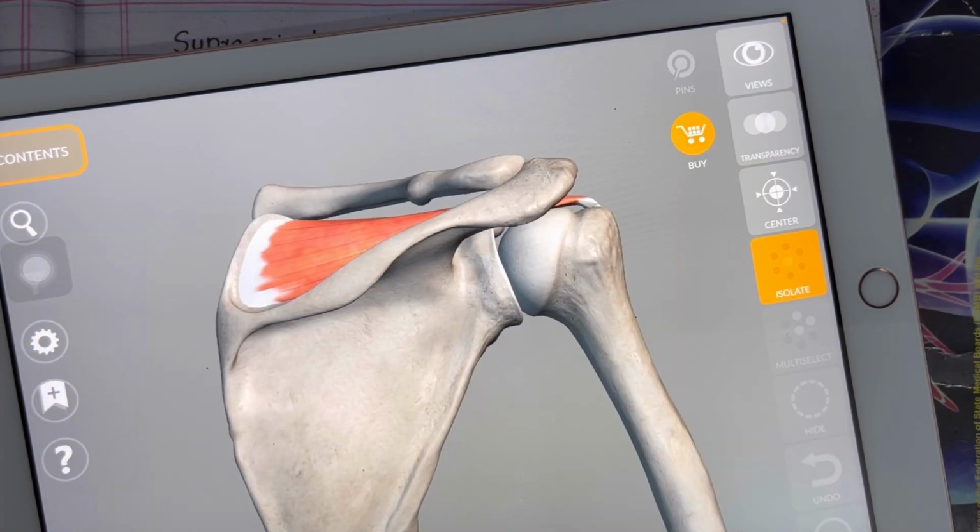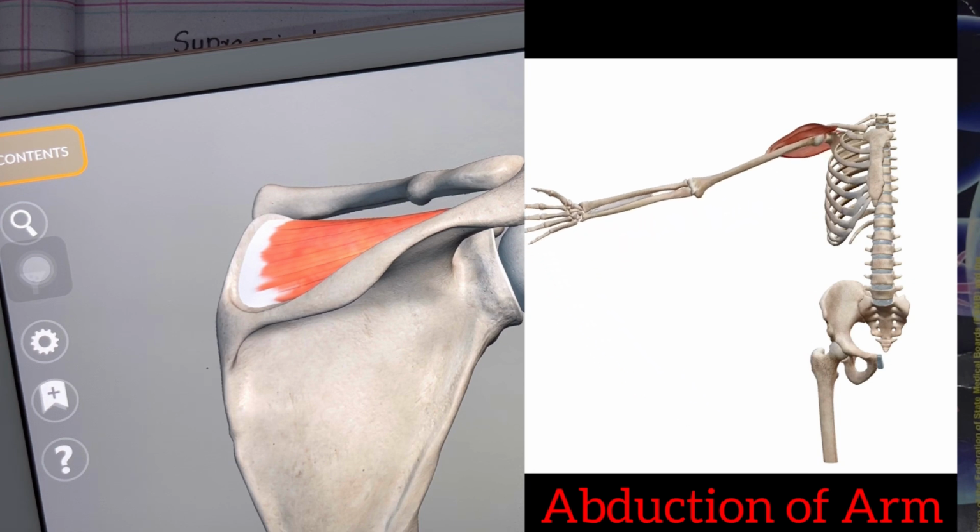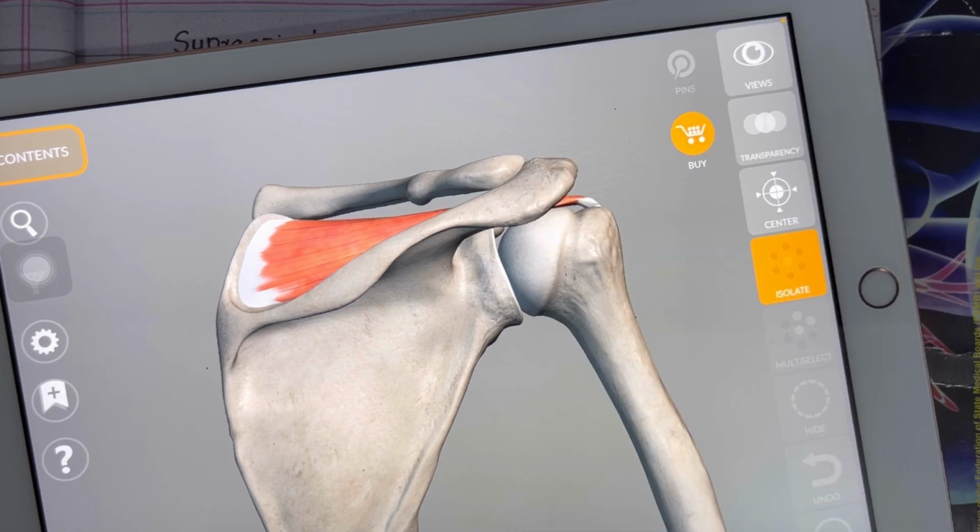Now student, moving toward the action of the supraspinatus muscle. So the supraspinatus muscle is responsible for the abduction of the arm, and it is also one of the muscles of the rotator cuff, so it also plays an important role in stabilizing the shoulder joint.